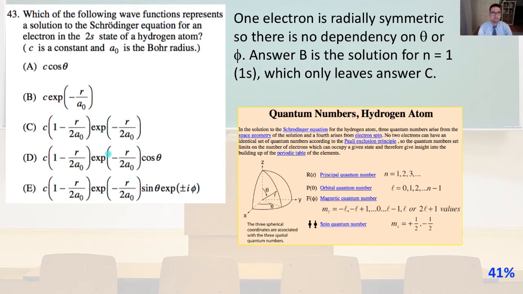43. Which of the following wave functions represents a solution to the Schrödinger equation for an electron in the 2s state of a hydrogen atom? C is a constant, and a0 is the Bohr radius. So s electrons are radially symmetric, so there is no dependency on theta or phi. So answer B is the solution for n equals 1. That's the 1s state, and that's something we're just going to have to know, and you can see the diagram below, and so that only leaves answer C.